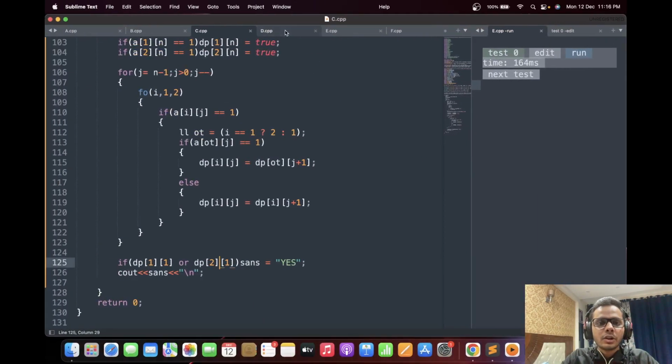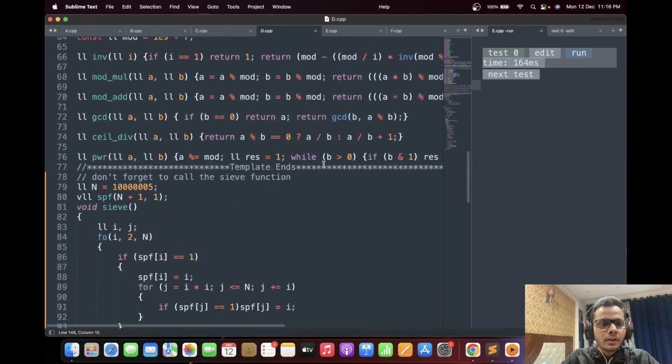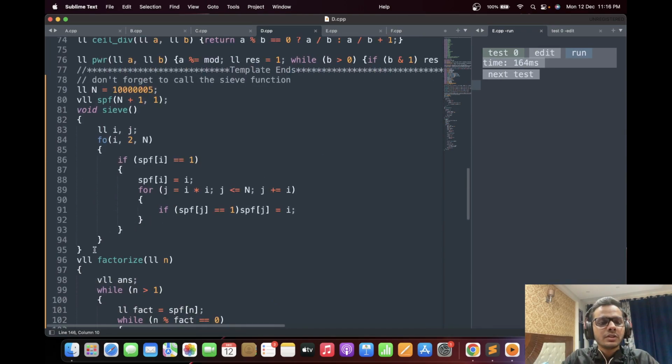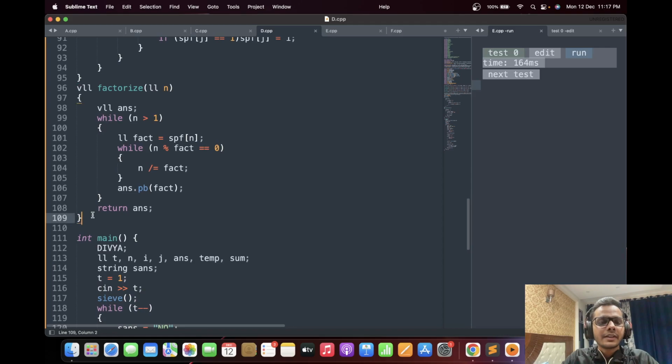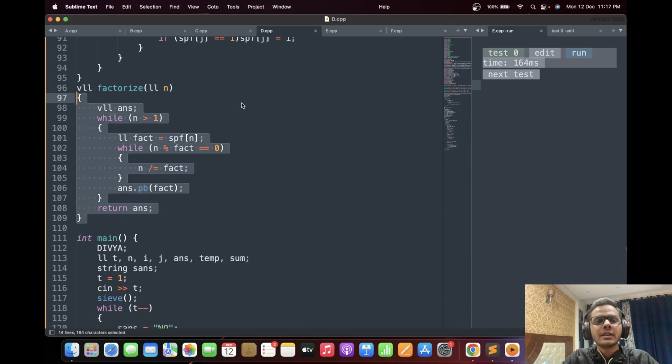Let's just have a quick look at the code. So this is how we actually do this. We first compute the smallest prime factor of every number using a sieve, and this is the factorize function. We just keep dividing the number by its smallest prime factor until the number becomes 1, and this way we can get all the prime factors. So this factorize function will return a vector which contains all the prime factors of n, right?